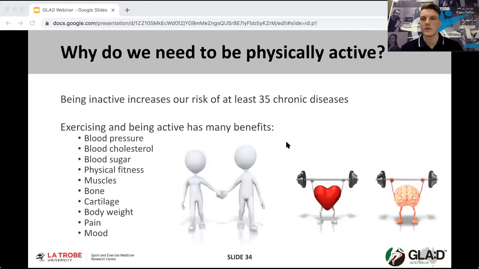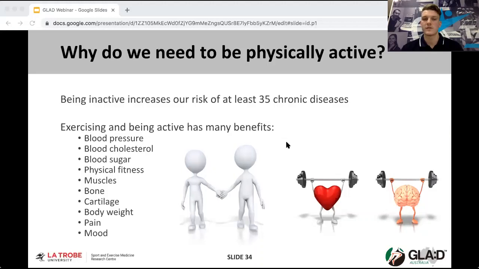All right, so why do we need to be physically active? Exercise and physical activity is medicine. Being inactive increases our risk of at least 35 chronic diseases. Exercising and being active can help us prevent and treat many other chronic diseases and not just osteoarthritis. So these include cardiovascular and heart disease, diabetes, dementia, and certain cancers.